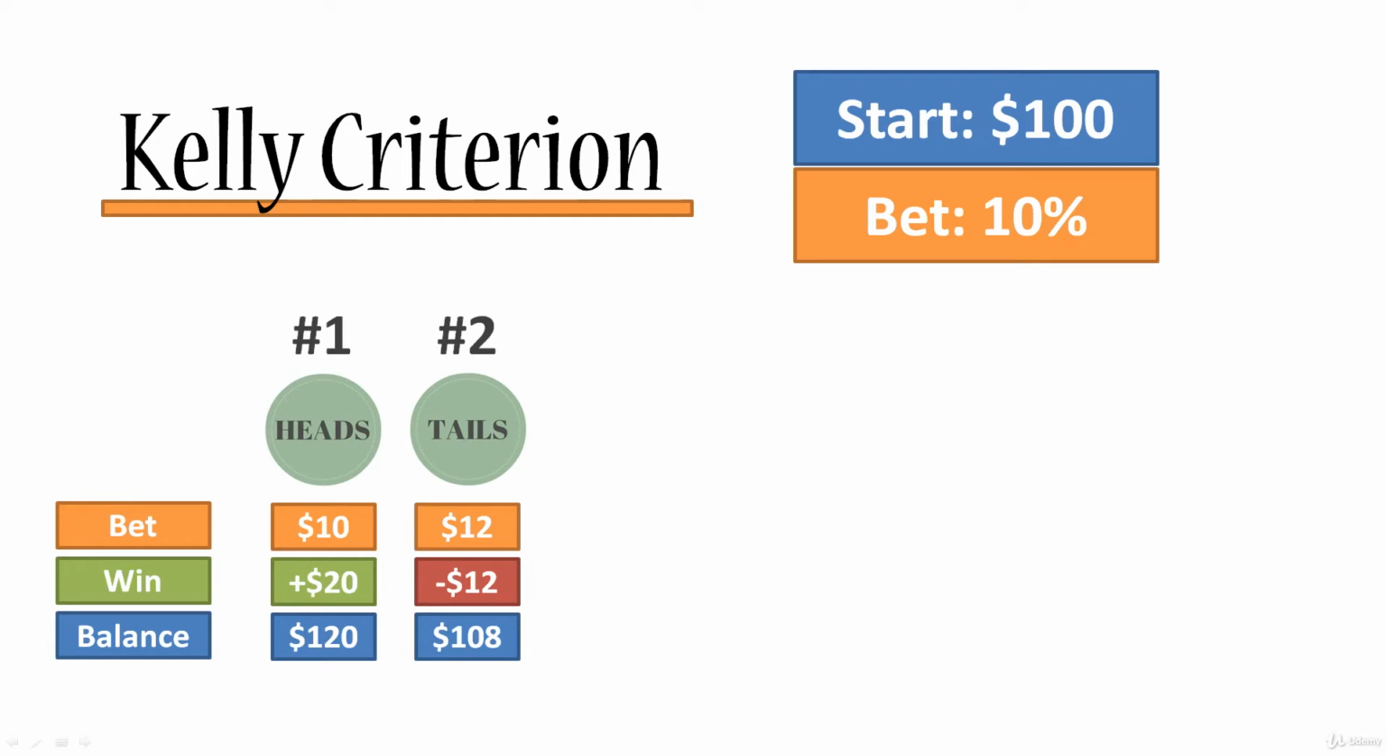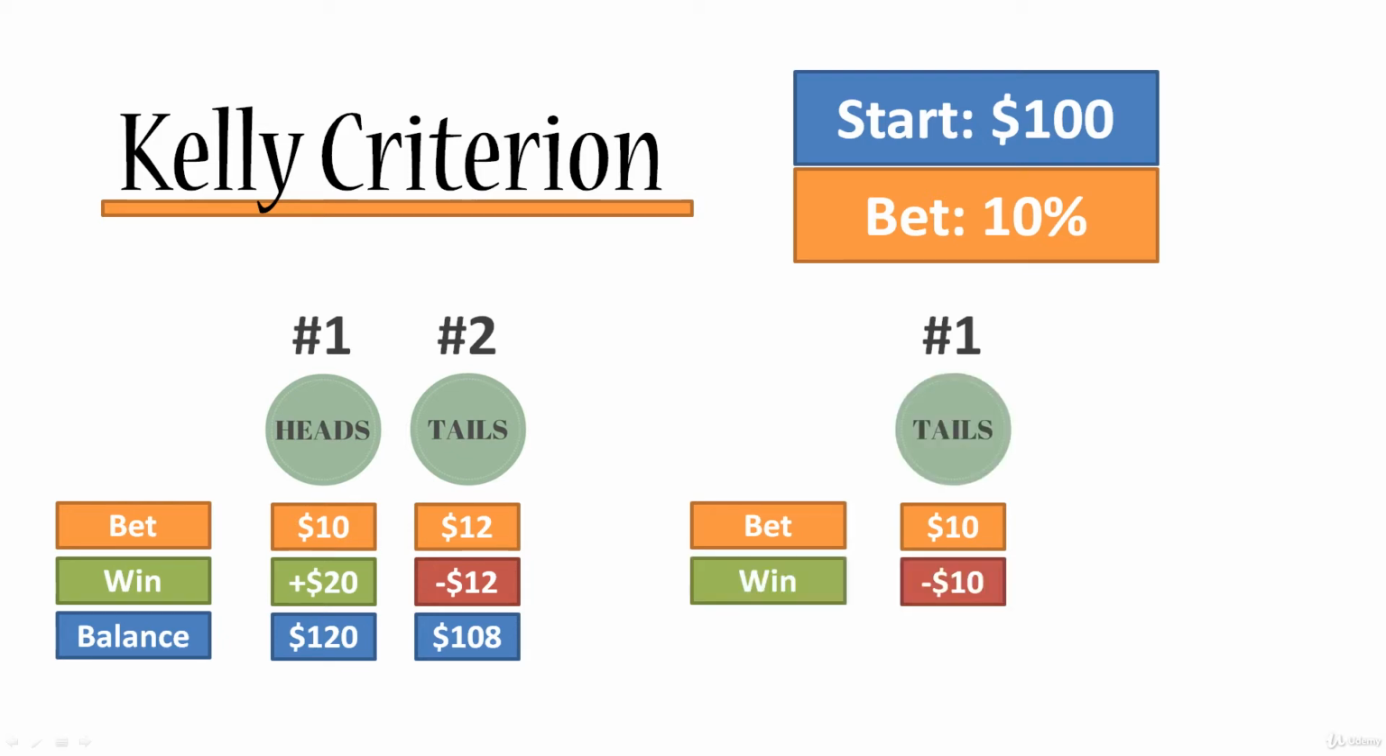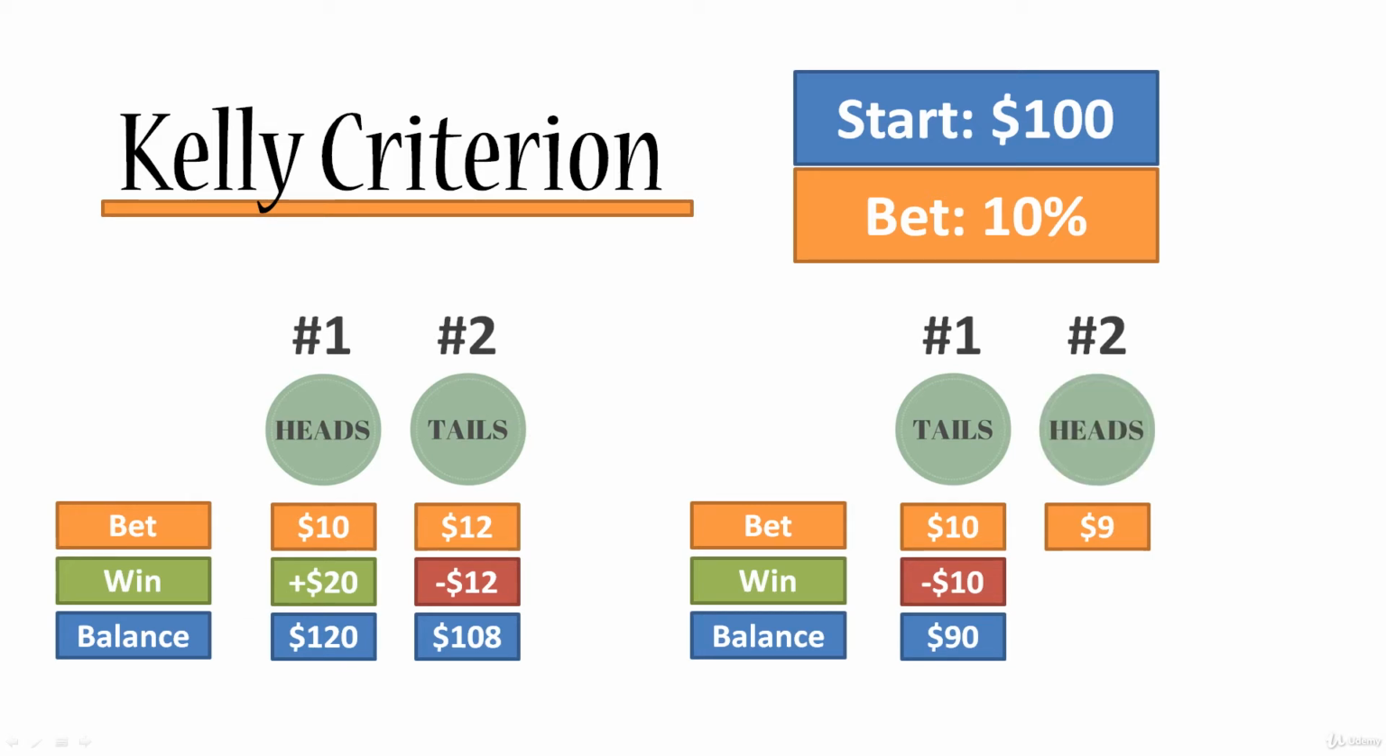So let's see what happens if the order of these two tosses is changed to the opposite. So we're starting this whole game again. We have $100 on our account. We bet $10, and the first one was tails. We lose $10, and now we have $90 on our account. Now on the second toss, we're betting $9, which is 10% of our current balance. It's heads, and we're going to win $18. And so now our balance is $108.